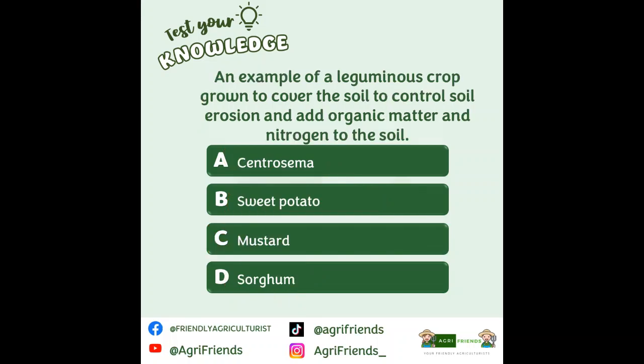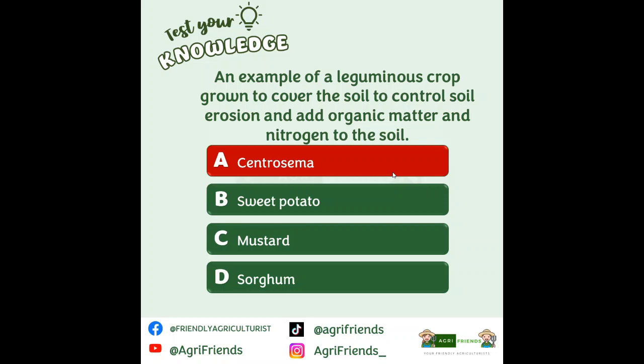Next, an example of a leguminous crop grown to cover the soil to control soil erosion and add organic matter and nitrogen to the soil. A. Centrosema, B. Sweet potato, C. Mustard, or D. Sorghum. The answer is Centrosema.